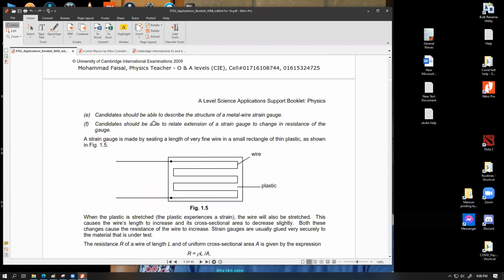The fourth one that we have, candidates should be able to describe the structure of a metal wire strain gauge. And F, candidates should be able to relate the extension of a strain gauge to change in resistance of the gauge. So this is a hypothetical view for a resistance wire strain gauge. Let me just explain what is happening over here. A resistance wire strain gauge is basically a piece of resistance wire which is coiled in this spiral shape. It's not essentially a coil, it's a spiral shape.